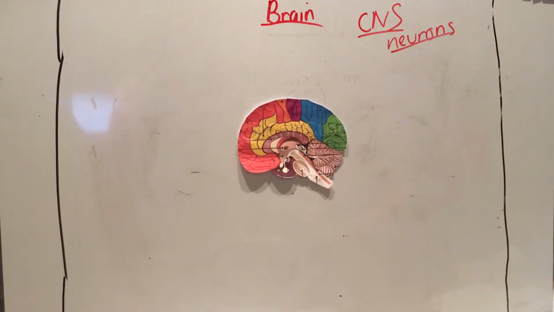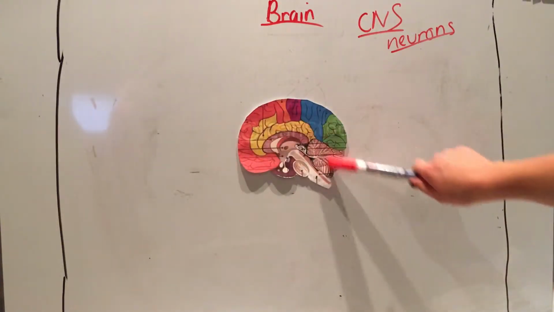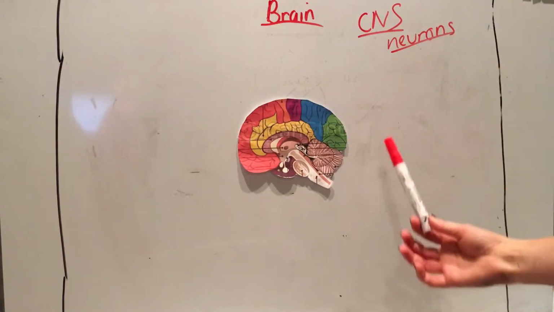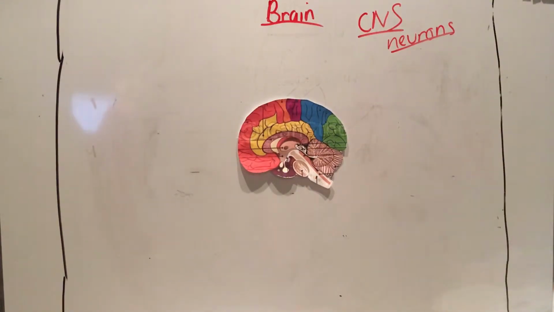But the brain is in charge of running all your complex behaviours, as we've just said, and it's split into many different regions, as you can see right here. There's many different parts to a brain, and no, don't worry, we're not going to go through every single part. We're just going to go through the parts that are relevant to the GCSE.